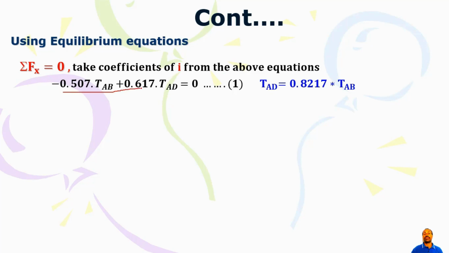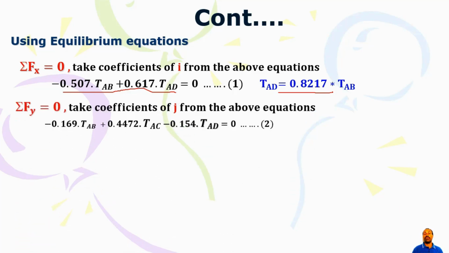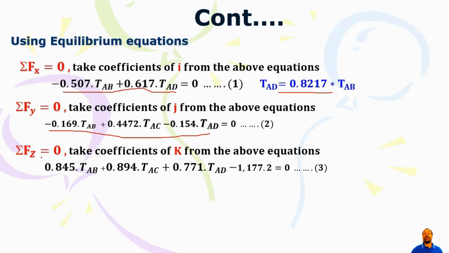Then you have this result. Then from here you can find TAD in terms of the TAB, 0.8217. Then sigma Fy, take coefficients of J from the above equations, force vectors. You will take the coefficient of J, this one, equal to 0. Then equation 3 again, summation of force in Z direction, take coefficient of K from the above vector equations. Then you have the third equation.